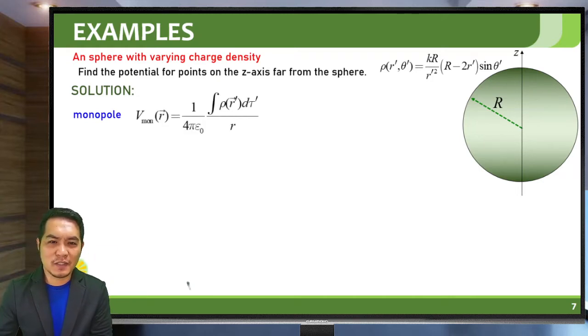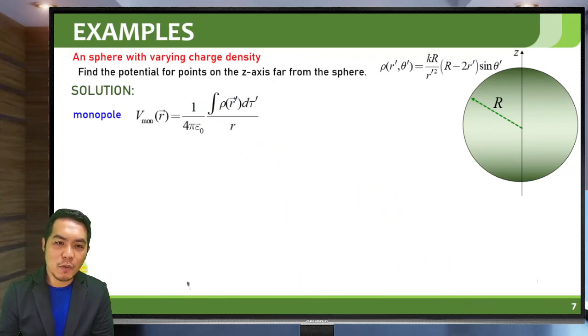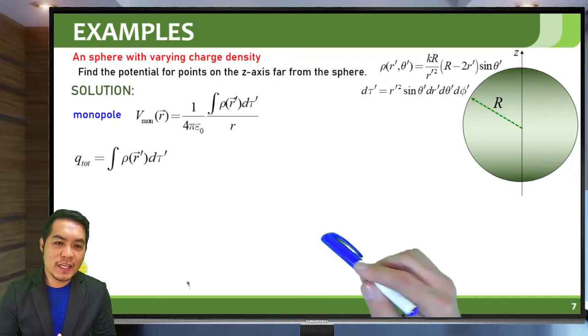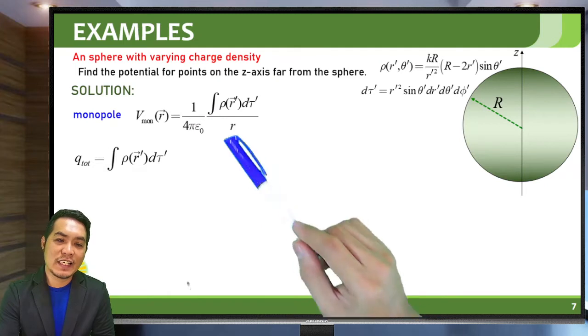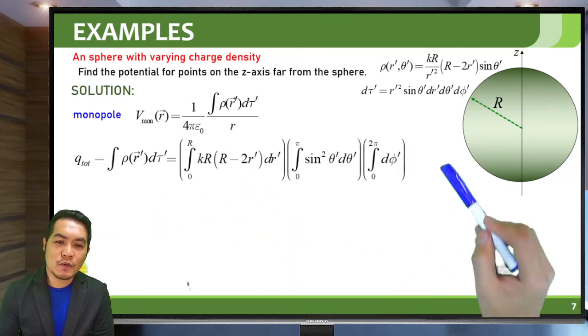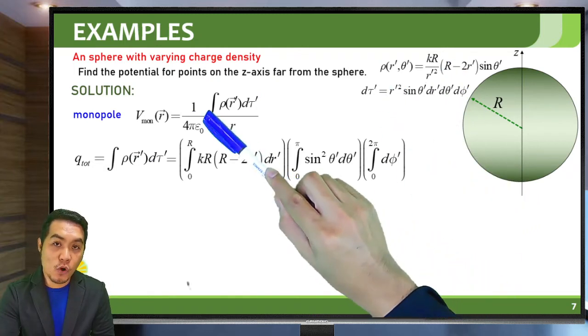So kQ over r. This is just the total charge integral. Our differential volume here, d tau prime, will just be r squared sine theta dr d theta d phi, the differential volume in spherical coordinates. So in order to evaluate the monopole term, we just need to evaluate this integral, which is just the total charge. So plugging in our values of rho and d tau, this is a volume integral.